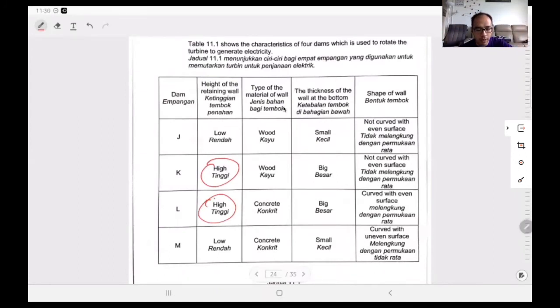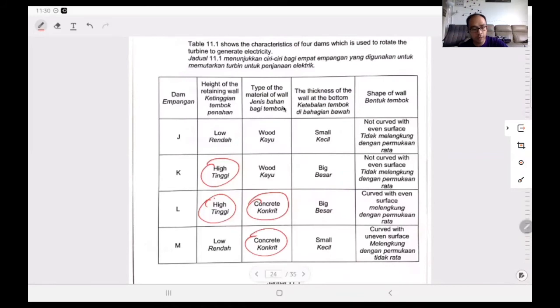Okay, type of material. Do we want wood or concrete? We obviously want concrete lah. Okay, unless you're a beaver yang build dams using wood. Okay, no. We want to build big dams. Okay, big dams, so we use concrete.